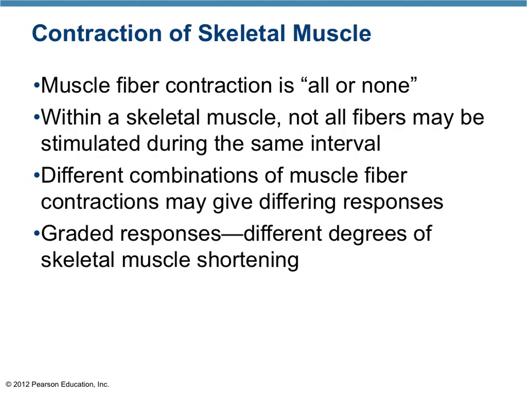When a muscle cell is stimulated, it's an all or nothing response. Within the skeletal muscle, not all fibers have to be stimulated during the same interval, however. That's like we talked about earlier. If you're going to pick up a piece of paper, you don't need to activate as many muscle fibers as you would if you were going to pick up a 20-pound weight. So the task that you are asking your muscle to do determines the number of muscle fibers that need to be activated. And different combinations of muscle fibers can give differing responses. And there's something called graded responses, and that's different degrees of skeletal muscle shortening. We'll talk about some of those things in just a moment.